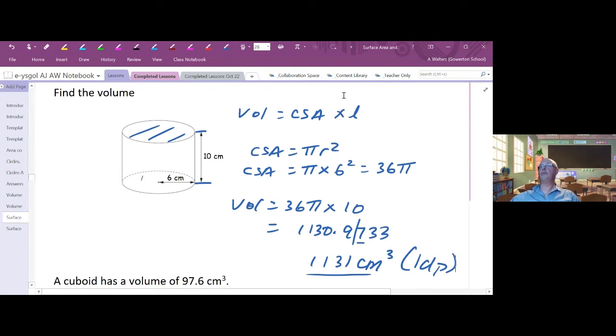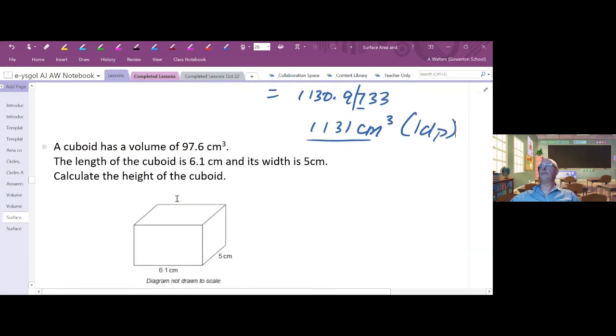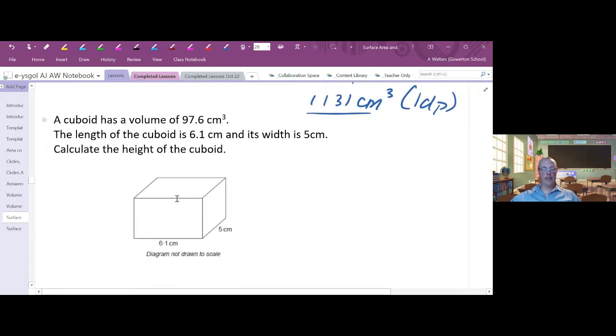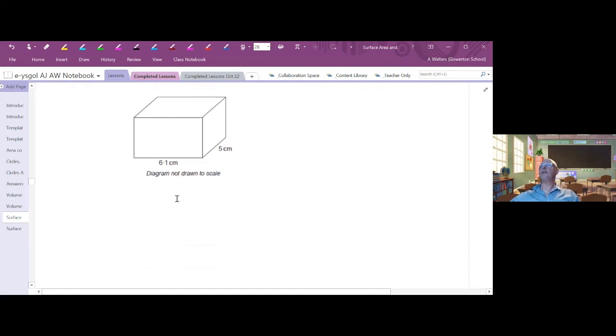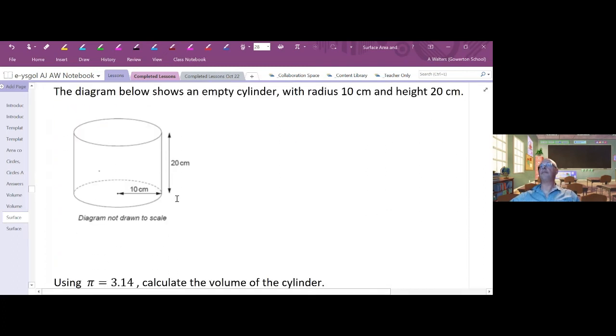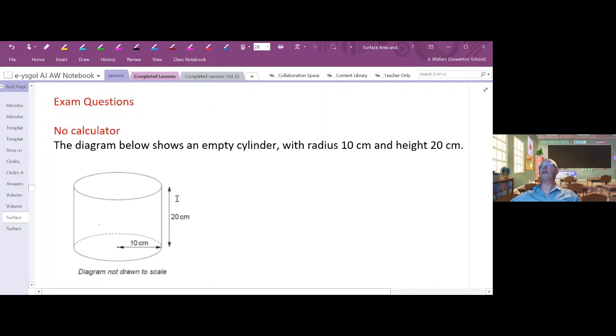Right, the question below. Just wondering, could come back to this question. Right. I'm going to come back to this question in a moment. It's very similar to one we did earlier. I'm going to do this question. No calculator allowed.